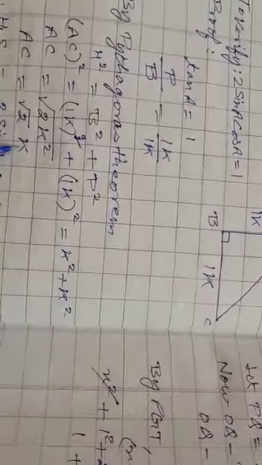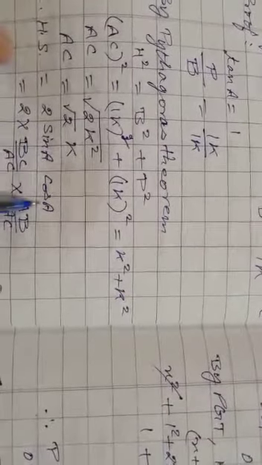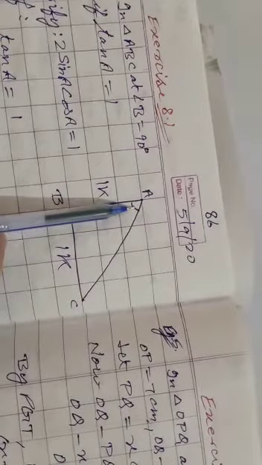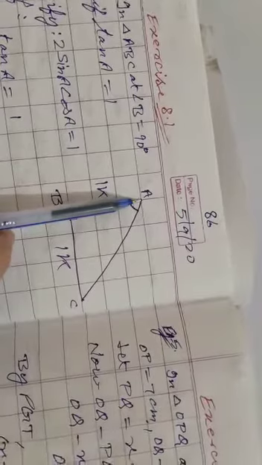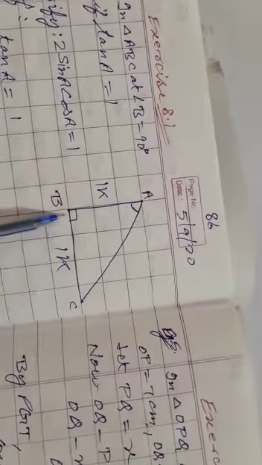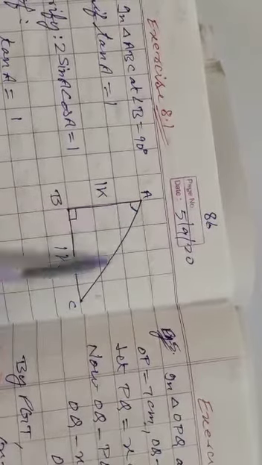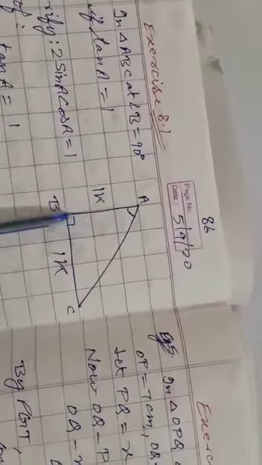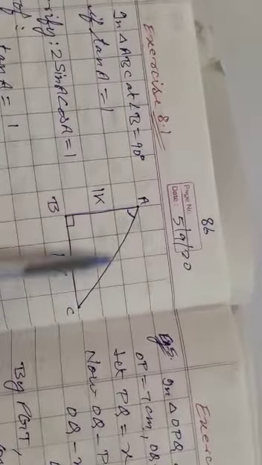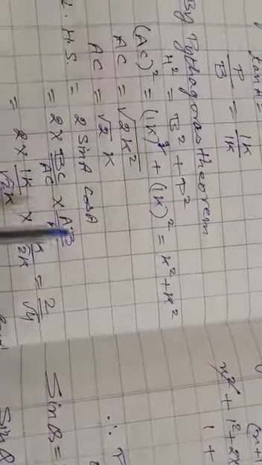AC is root 2k. Now left hand side 2 sin A cos A. 2 into sin A, this is your sin A, perpendicular upon hypotenuse, BC upon AC. Multiply cos A, base upon hypotenuse, AB upon AC.